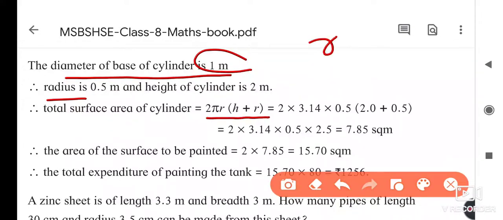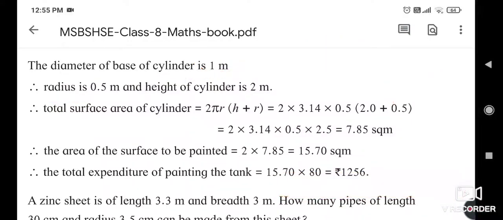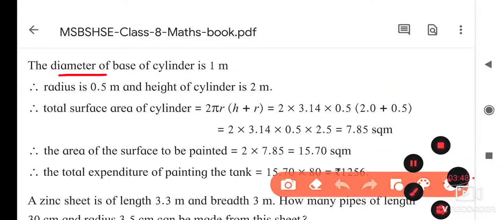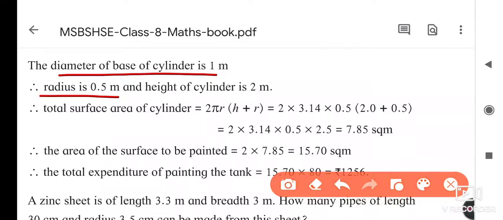r is the radius. We are not going to use the diameter directly as it is, so r is equal to d upon 2, d for diameter. Diameter is equal to how much is given? 1 meter, and half of 1 meter is 0.5 meter. So the diameter of the base of the cylinder is 1 meter, so the radius is 0.5 meter, and the height we take as it is, that is 2 meter. Now the total surface area of a cylinder is equal to, what is the formula? I told you to learn it yesterday. So 2 pi r into bracket h plus r.